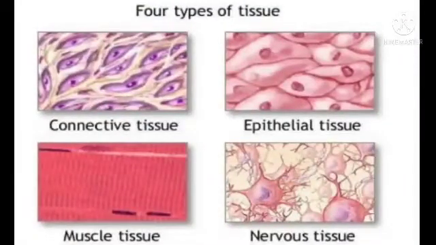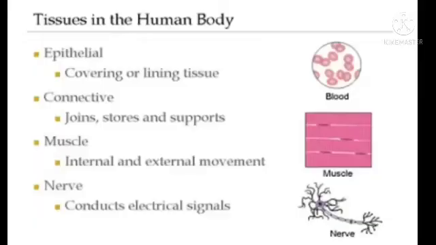Four types of tissue: connective tissue, epithelial tissue, muscle tissue, and nervous tissue. Tissues in the human body: epithelial, covering or lining tissue; connective, joints, stores, and supports; muscle, internal and external movement; nerve, conducts electrical signals.